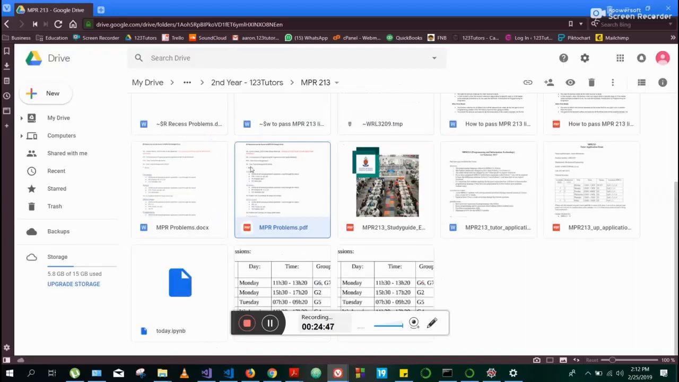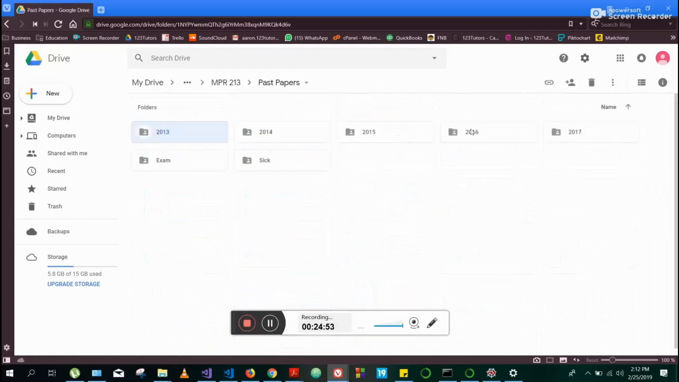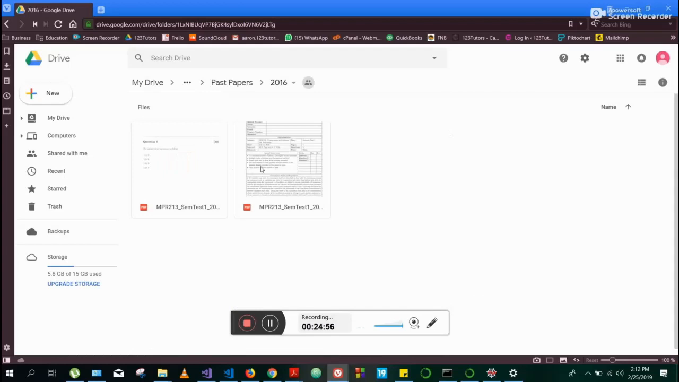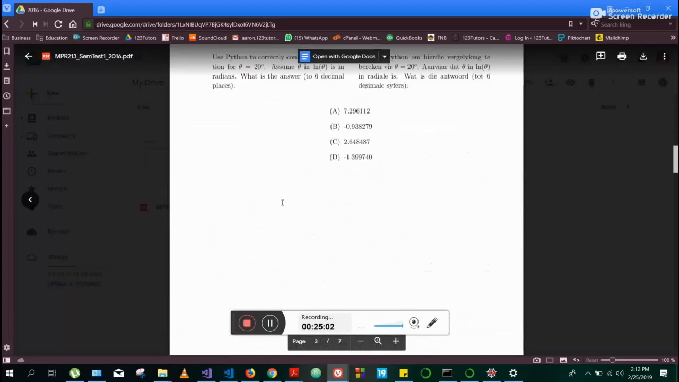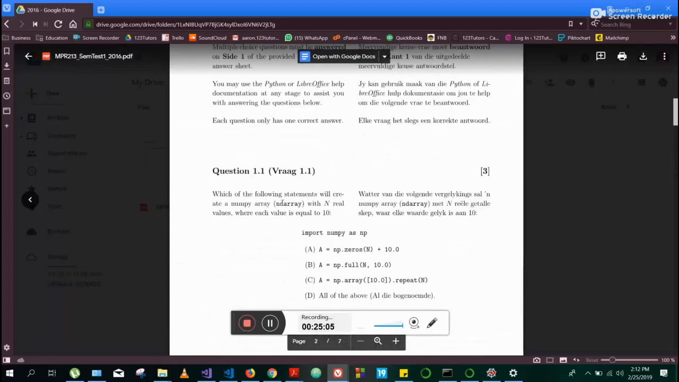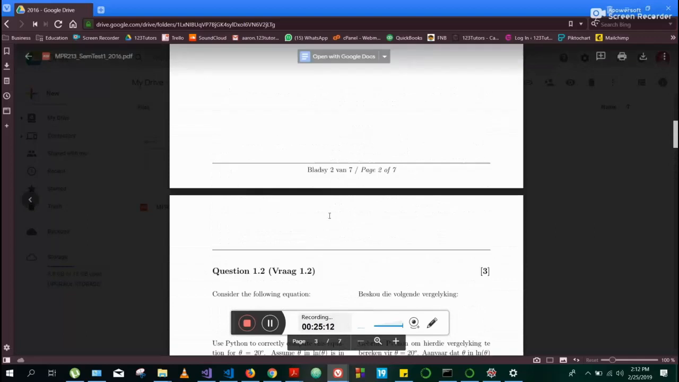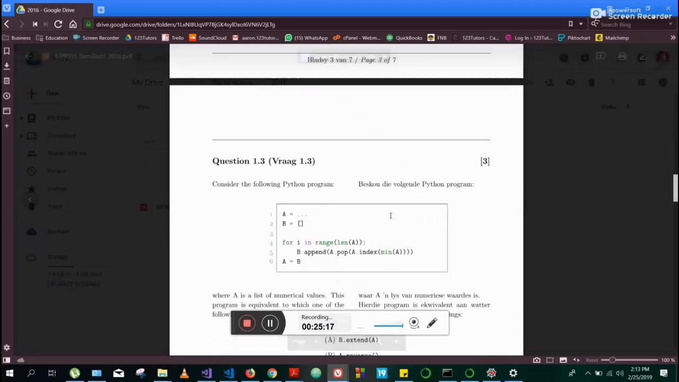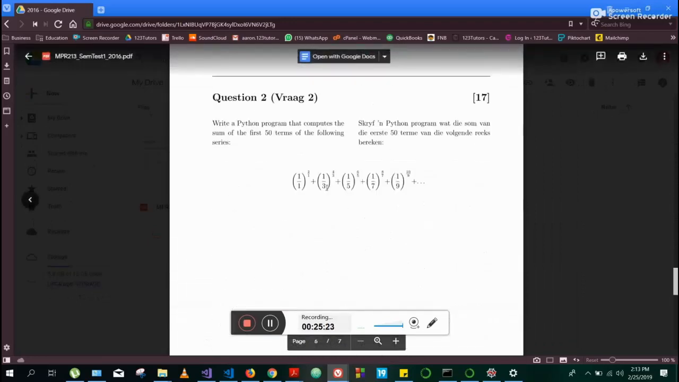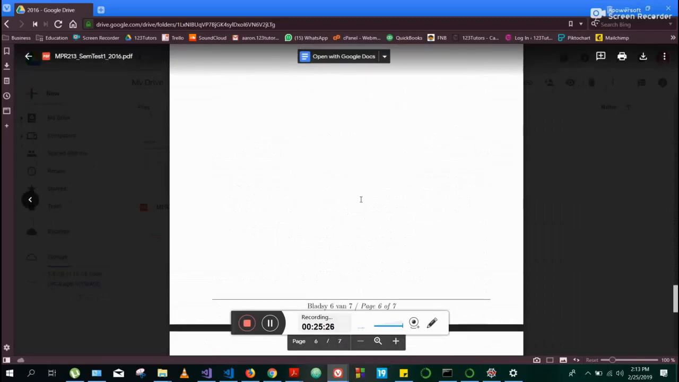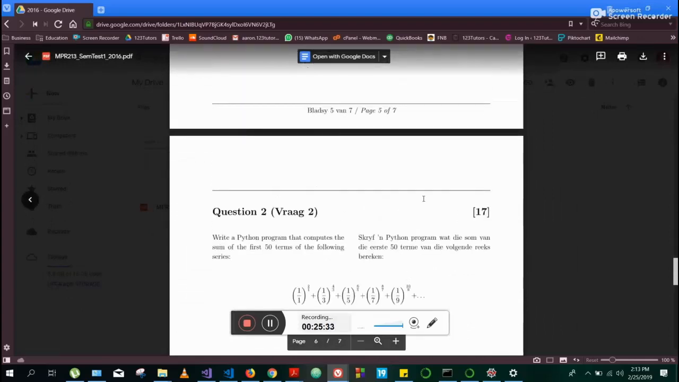So let's go back here quickly and look at the past papers. I'm going to use 2016 as an example. This is our 2016 paper. The general format is that there are some multiple choice questions, and this is generally easy stuff, just math and basic things and arrays generally. And then the real stuff starts over here. Generally this first question is easy, and then the second question is your hard one.